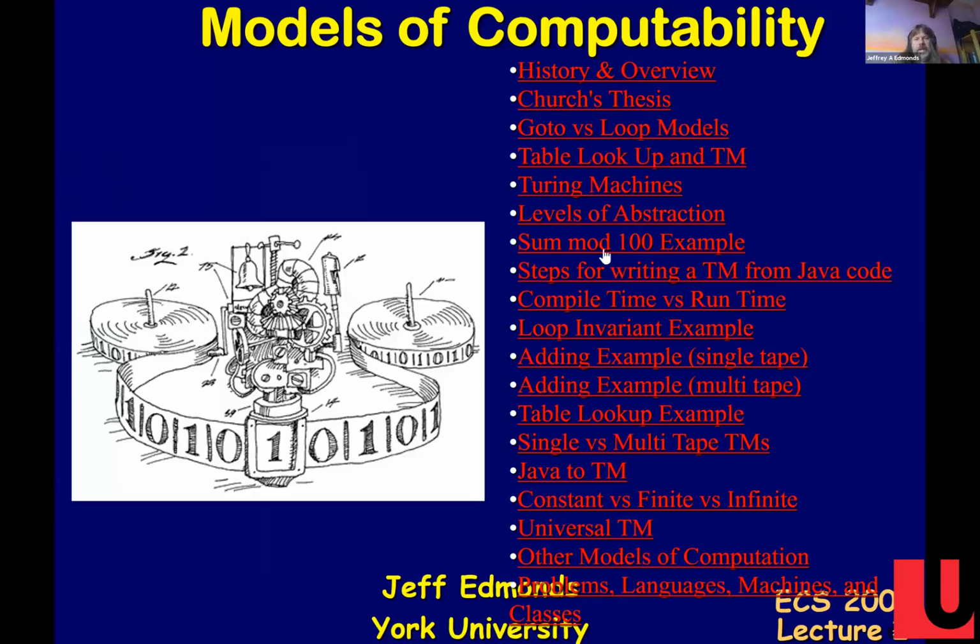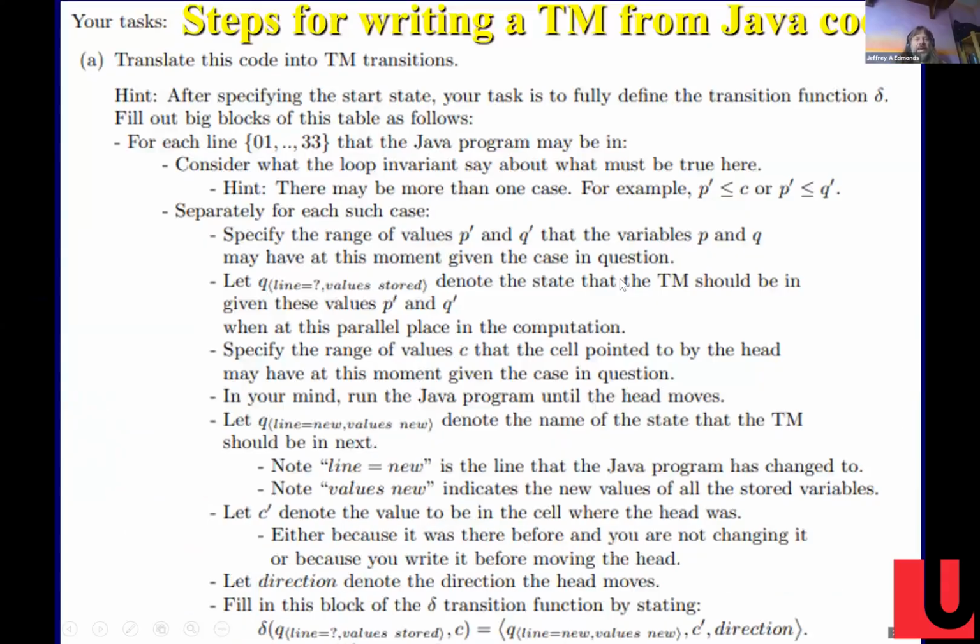And then steps for writing a Turing machine from Java code. See this link here? I made a one-pager. Here's my one-pager. Oh, can you see all the way to the bottom? Yes. All right, so in fact, I typed this into the test. So this is part of the test, and let's read through it together, and then we'll do an example.